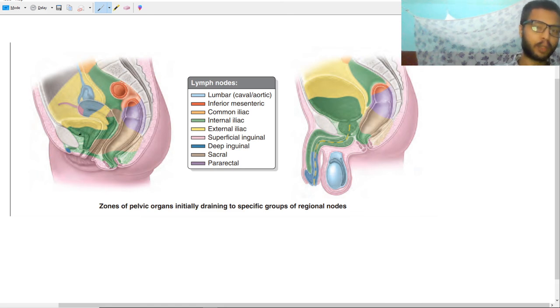And in the male pelvis you can see here what structures drain to superficial inguinal lymph nodes: skin of perineum including skin and prepuce of penis, scrotum, okay, perianal skin, and anal canal inferior to pectinate line, okay.